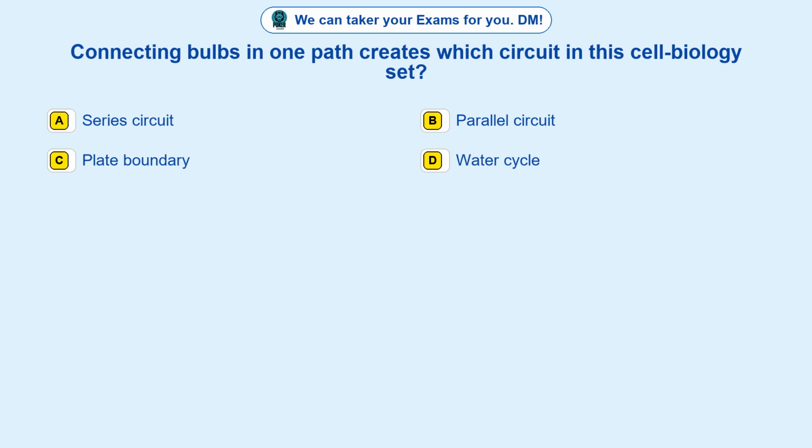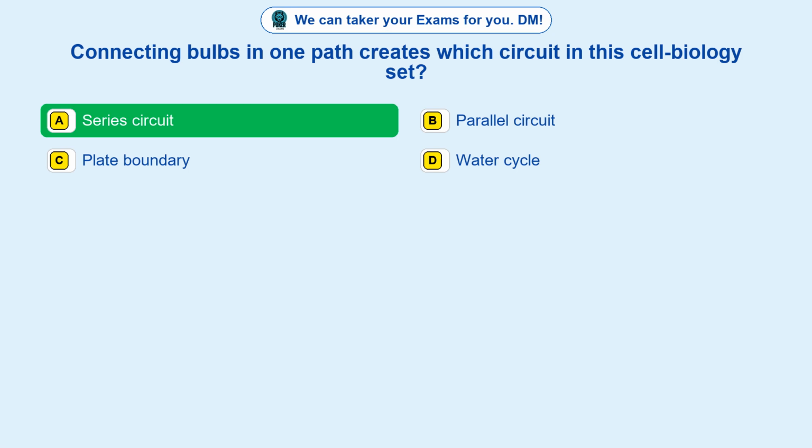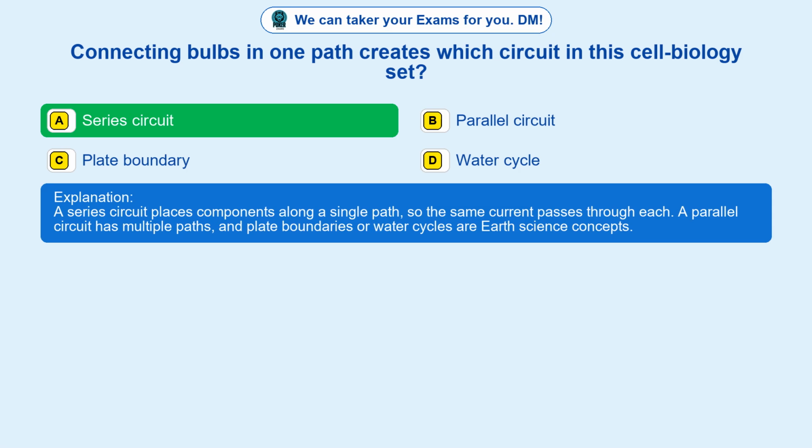Question 73. Connecting bulbs in one path creates which circuit in this cell biology set? Option A, series circuit. Option B, parallel circuit. Option C, plate boundary. Option D, water cycle. The correct answer is option A. Series circuit. A series circuit places components along a single path, so the same current passes through each. A parallel circuit has multiple paths, and plate boundaries or water cycles are earth science concepts.